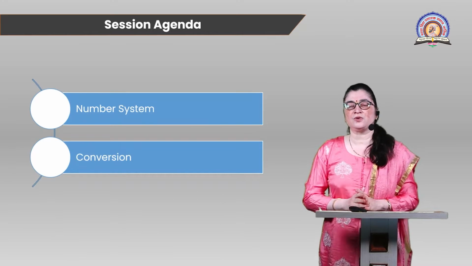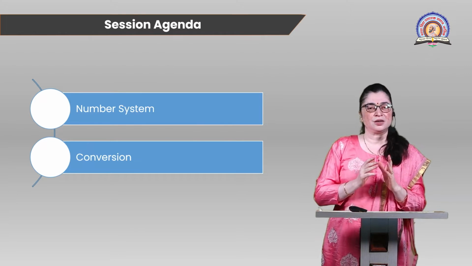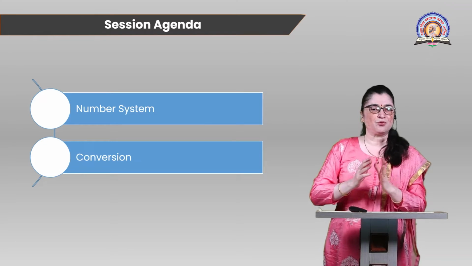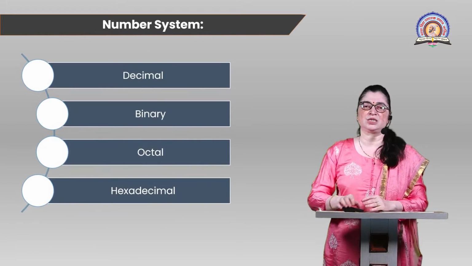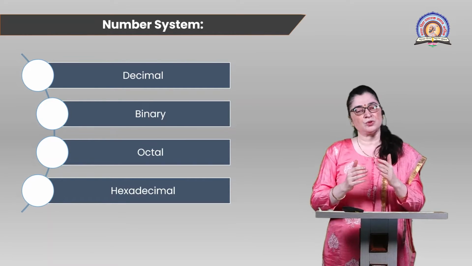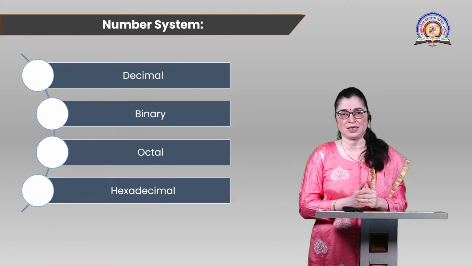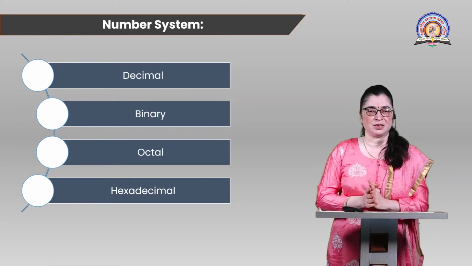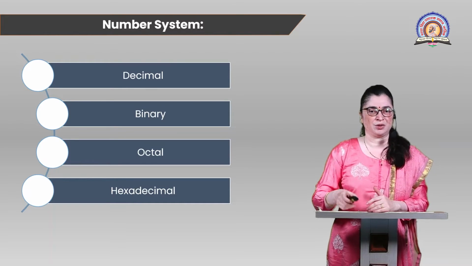So today we are going to learn about the number system, different types of number system and conversion of one number system into another number system. There are four types of number systems: binary number system, decimal number system, octal number, and hexadecimal number. We have to learn the conversion from decimal to binary, decimal to octal, decimal to hexadecimal. Means conversion from decimal to other number systems, as well as the conversion from other number systems into decimal number system.